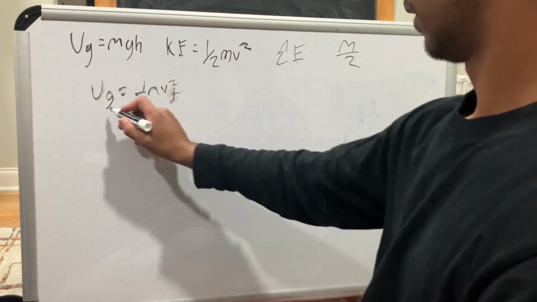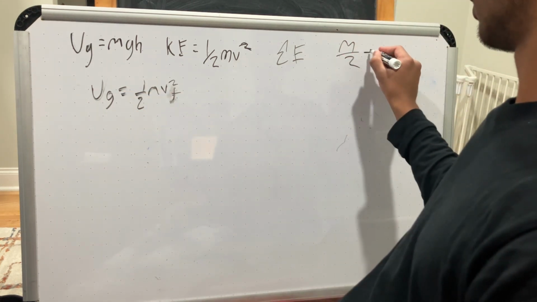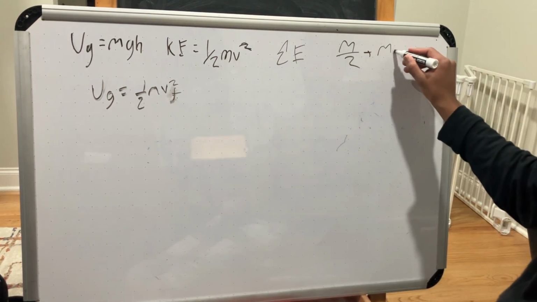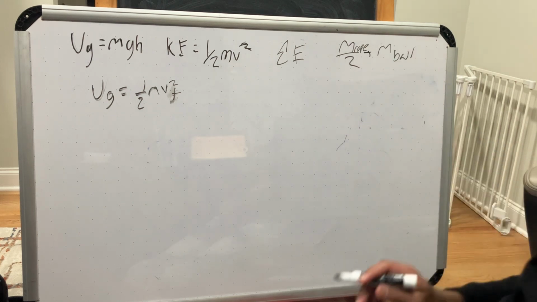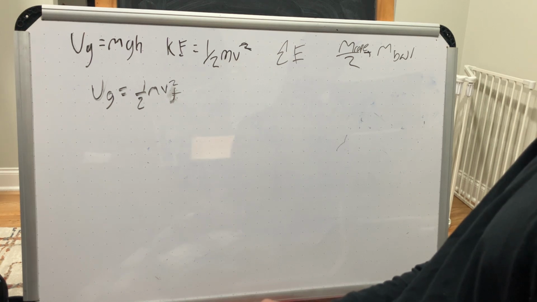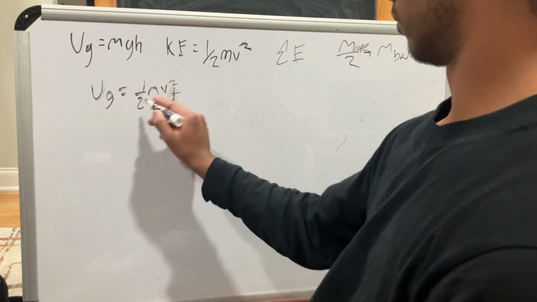where mgh, where the mass would be the mass of the pendulum plus the mass of the ball. So this would be the mass of the ball, this would be the mass of the rope. So when you solve those two together, you end up getting the formula with this.